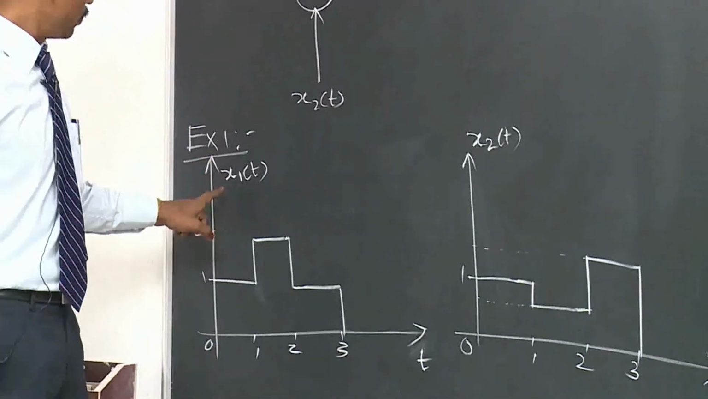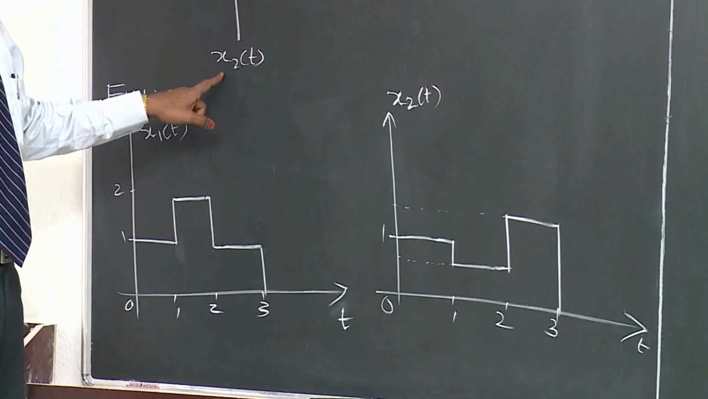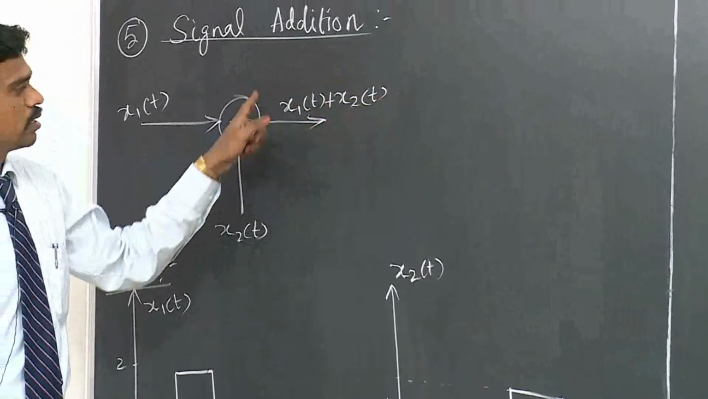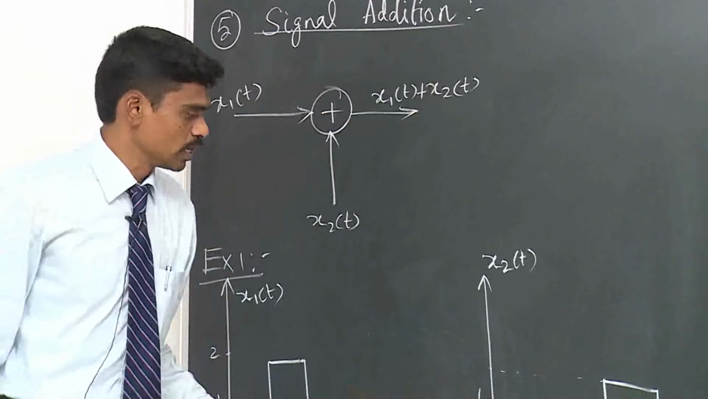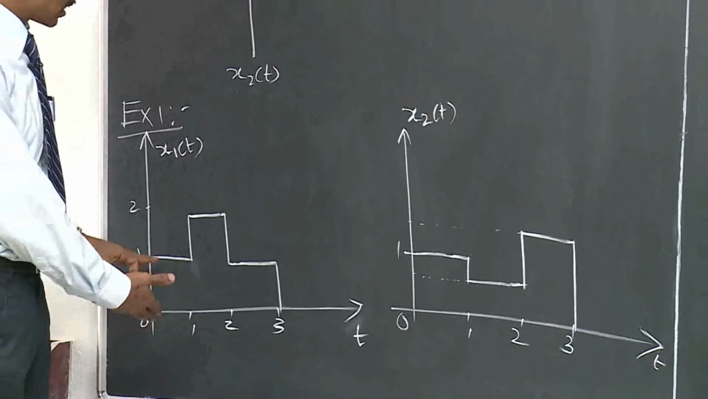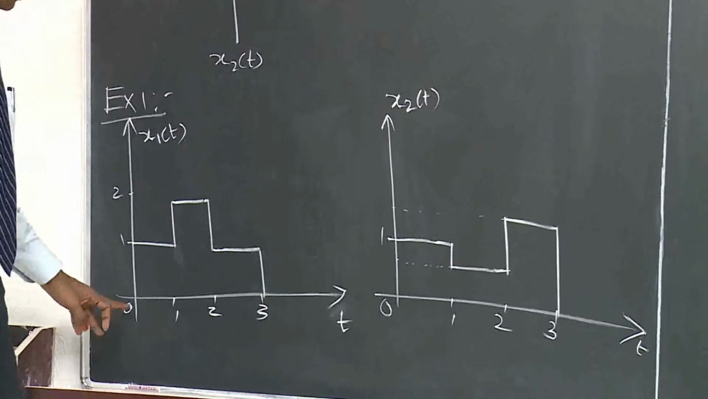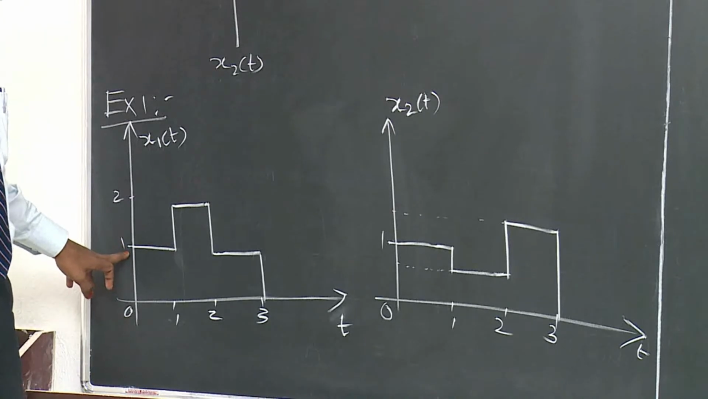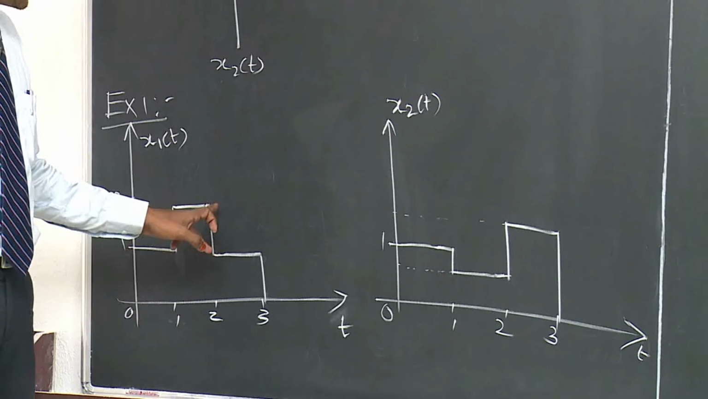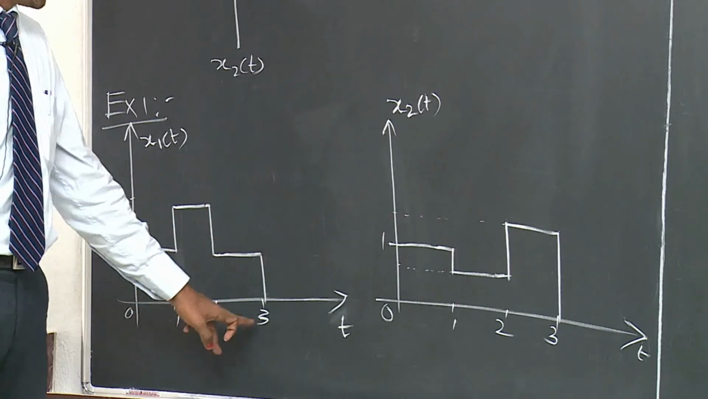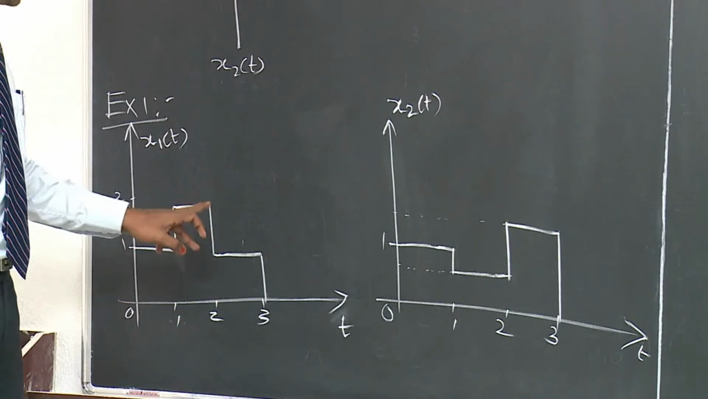First example, x1 of t and x2 of t are given. We are going to find x1 of t plus x2 of t, so I am going to add these two signals. The amplitude values of x1 of t are represented periodically. From 0 to 1, the amplitude is 1. From 1 to 2 it is maintained at 2. From 2 to 3 it again comes back to 1. So 1, 2, 1.